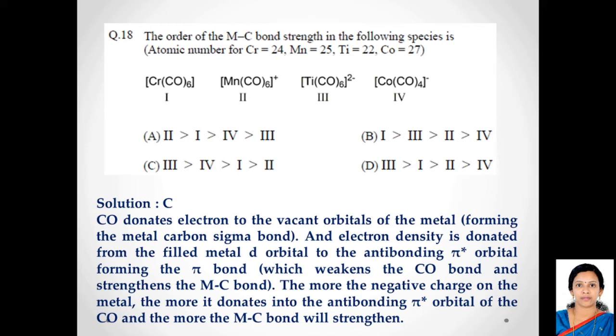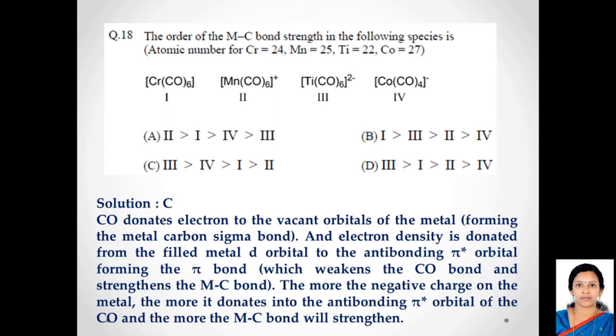But at the same time, because electron density is going from the metal to the carbonyl ligand, the metal carbon bond strengthens. These are the two things which are happening here: the carbonyl donating its electrons to the vacant orbitals of the metal, and the back bonding, that is the metal donating its electron density from its filled d orbitals to the antibonding pi orbital of the carbonyl ligand. So the more the electron density on the metal, or the more the negative charge on the metal, the more electron density it can donate.